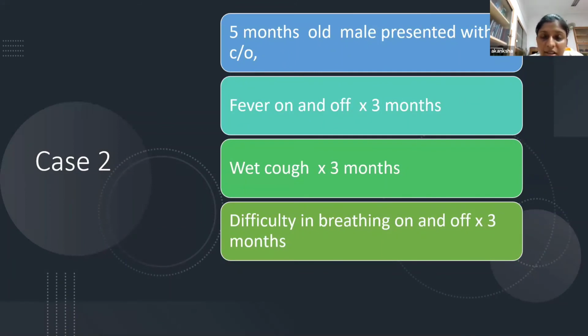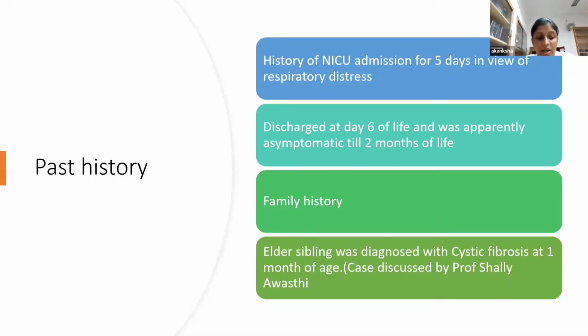Coming on to the other case, this 5-month-old male presented with complaint of fever on and off since last 3 months, wet cough since last 3 months, and difficulty in breathing on and off since last 3 months. There was history of an ICU admission for 5 days in view of respiratory distress. Patient was discharged at day 6 of life and was apparently asymptomatic till 2 months of age. Family history: elder sibling was diagnosed with cystic fibrosis at 1 month of age, and that case was discussed by Shaili Avasthi ma'am.